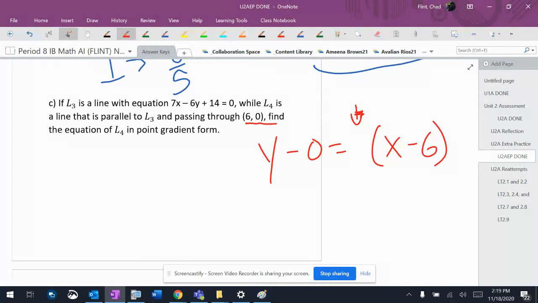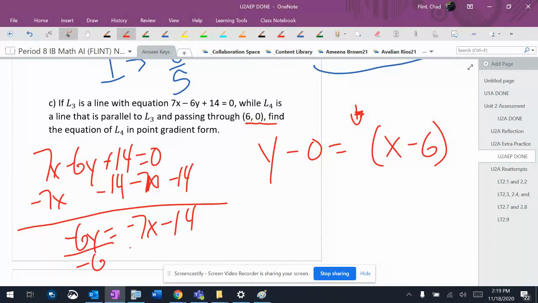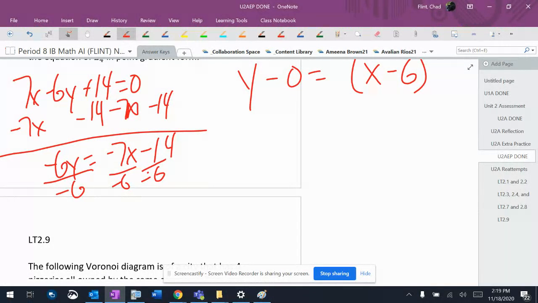So I have this equation right here, 7x minus 6y plus 14 equals 0. To get the slope from this equation, I have to have y equals. So I'm going to get rid of the x, also get rid of the 14, and we'll get negative 6y equals negative 7x minus 14. I divide everything by negative 6. I'm not going to mess with decimals, I'm going to leave them as fractions. So y equals negative over negative is positive. And again, negative over negative is positive.